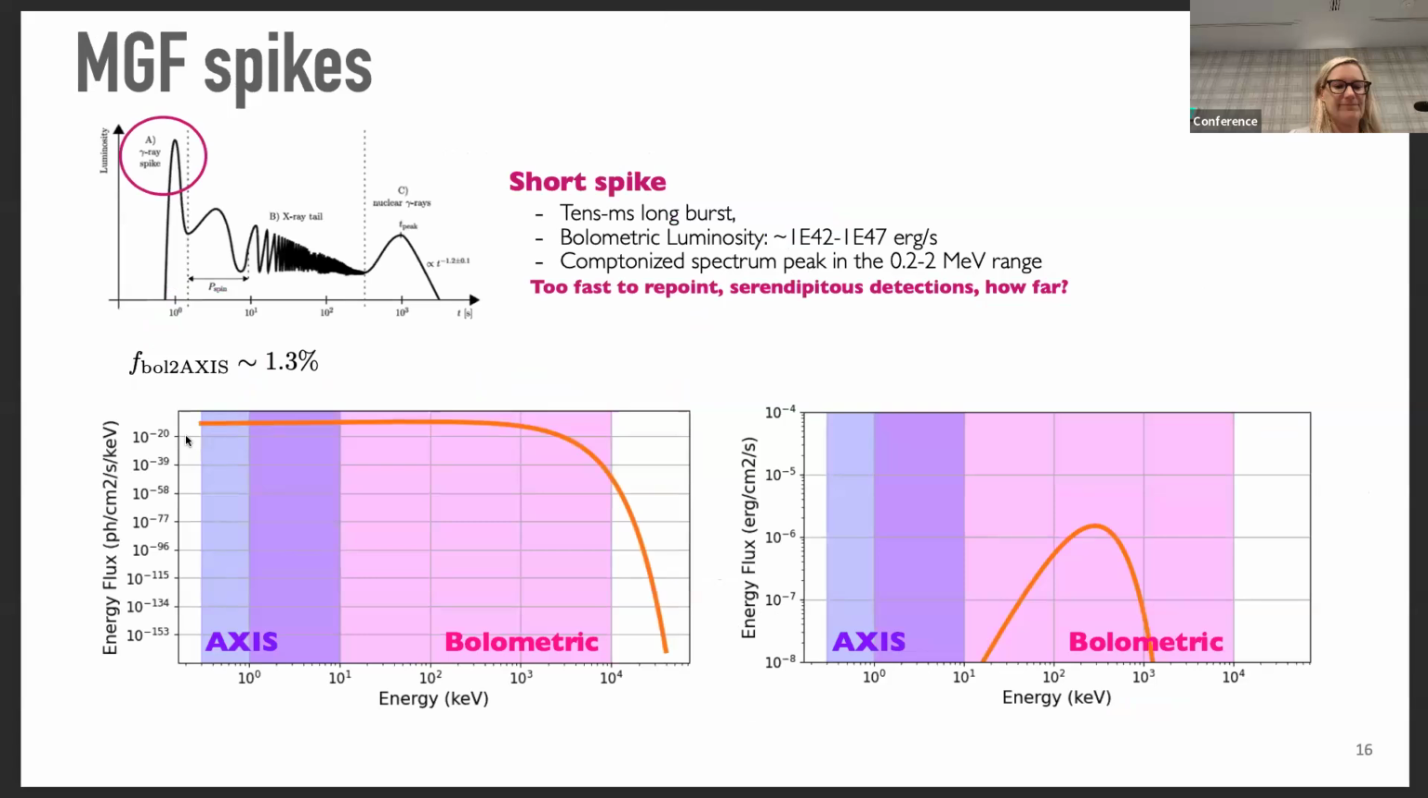Starting from spikes. So the first thing that we have to account for is that these spikes have Compton-thick spectra that peak at much higher energies than the AXIS band. So you have to account for the fact that the energetics that are given are in a bolometric energy range between 1 keV and 10 MeV. So switching to the AXIS range, that's the luminosity in the X-ray band that you have to account for. And that lowers the numbers that I've shown you so far by 2 orders of magnitude.